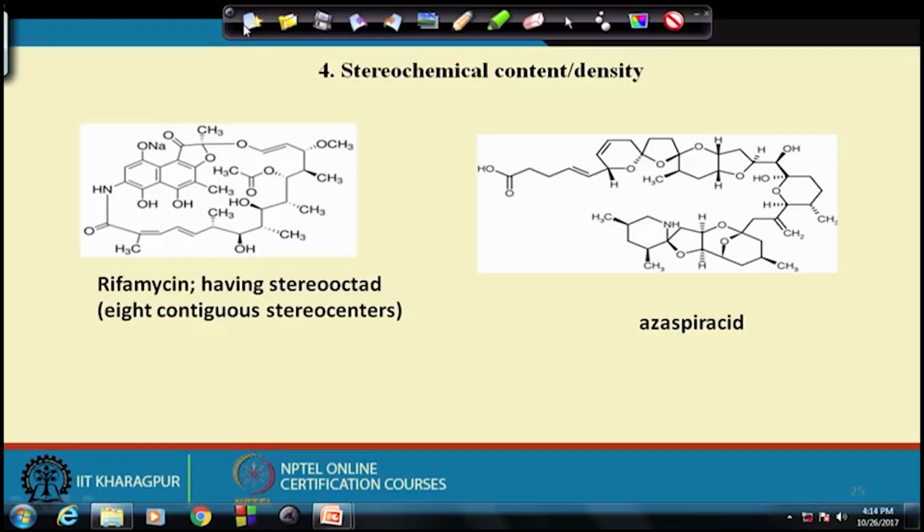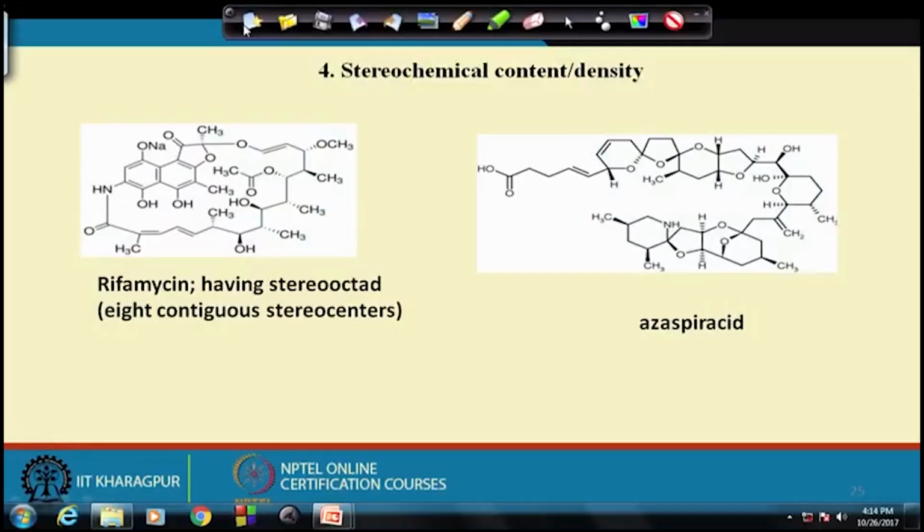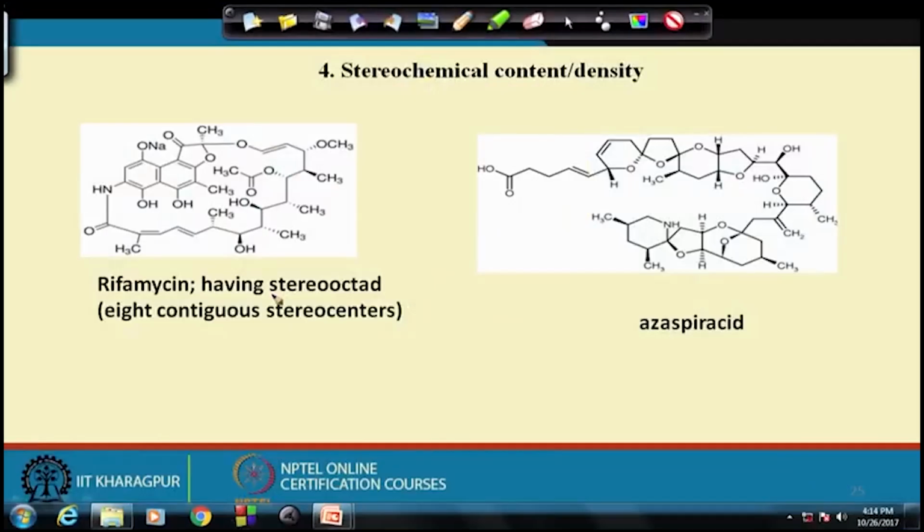Next point is 4, which we call stereochemical content or stereochemical density. Basically, in all the complex natural products we often deal with stereocenters, which means you have to make a single stereoisomer out of n number of possible compounds. Definitely, the more complex the molecule, the more stereocenters there will be, and that causes a significant challenge. You see this molecule rifamycin, it has a stereo-octad. What is a stereo-octad? Octad means 8 stereocenters together. You see 1, 2, 3, 4, 5, 6, 7, 8.